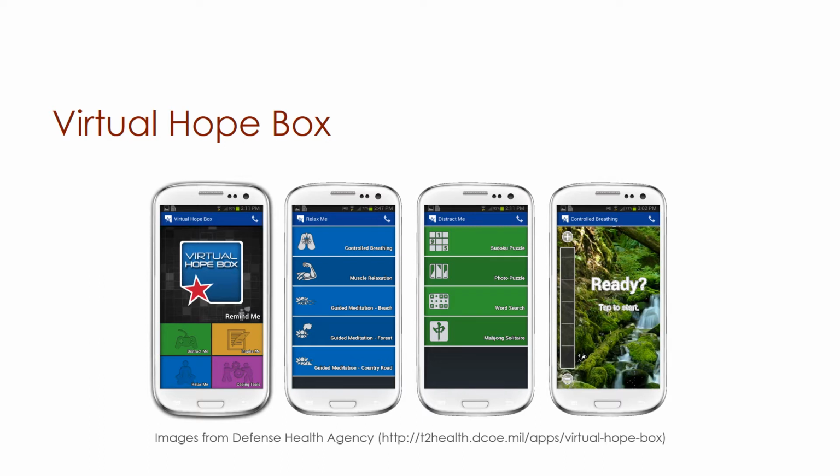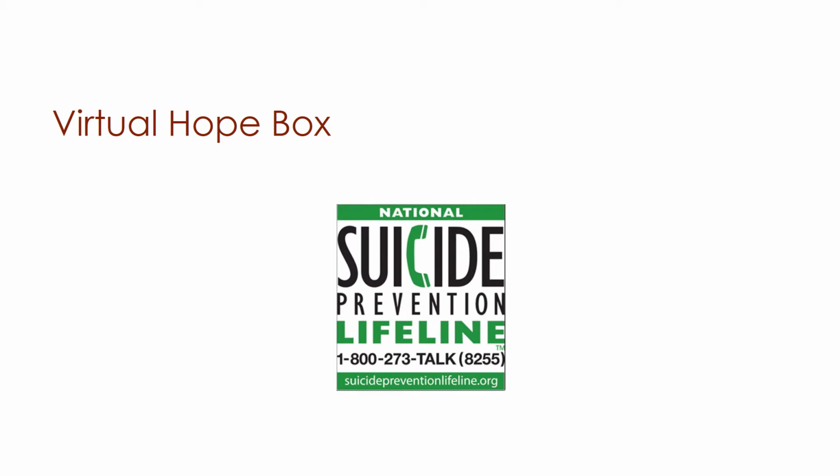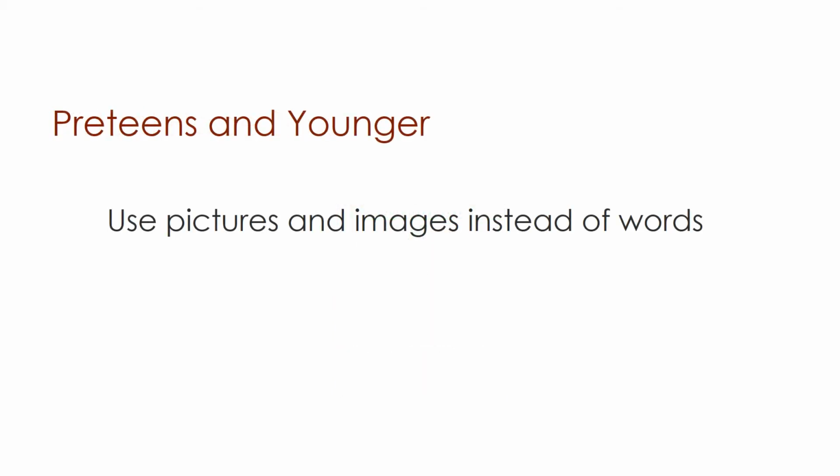These options align with the reasons for living and social support sections of the CRP. The Virtual Hope Box also includes the contact information for the National Suicide Lifeline. Finally, the app also includes several other features that are based on empirically supported treatments for suicide prevention. For preteens and younger, the CRP can be modified in other ways to be more age-appropriate.